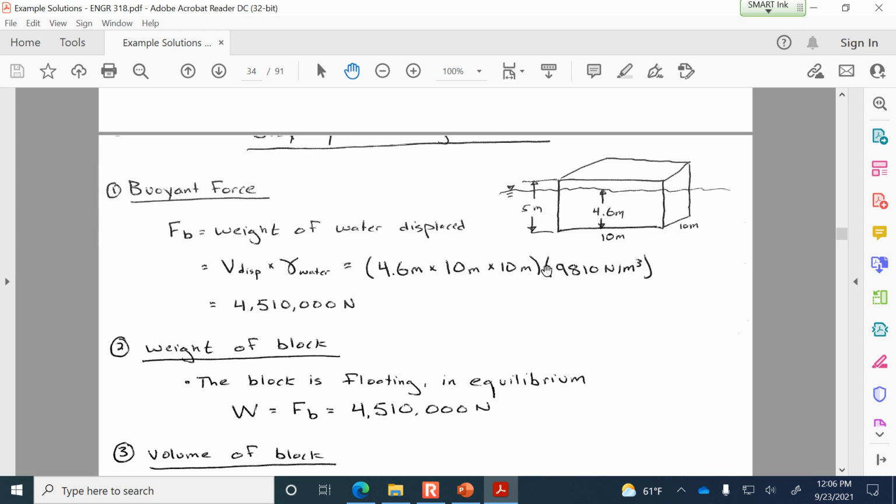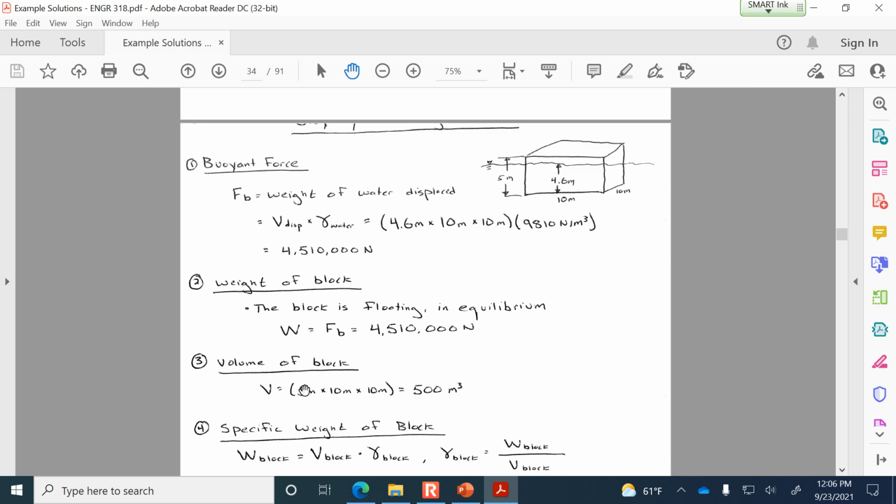And the weight of the block is going to be equal to the buoyant force because we're told that it's floating in equilibrium. So buoyant force and weight are equal. So there's no separate formula for the weight of the block. It's just applying the concept that if it's floating in equilibrium, the weight and the buoyant force are equal. The overall volume of the block is just 5 by 10 by 10, so it's 500 cubic meters.